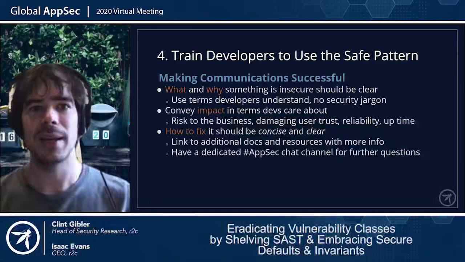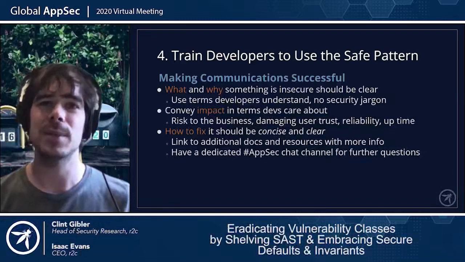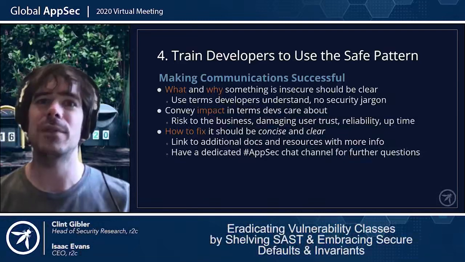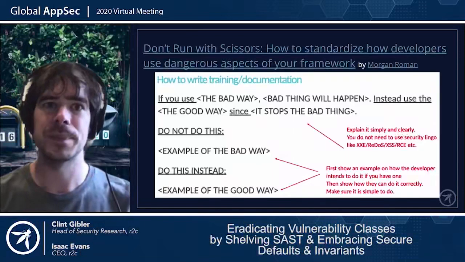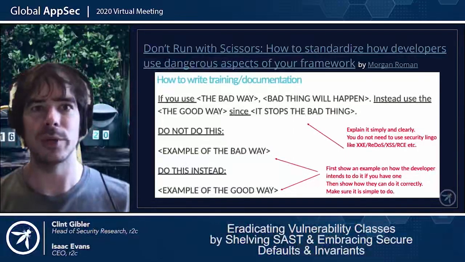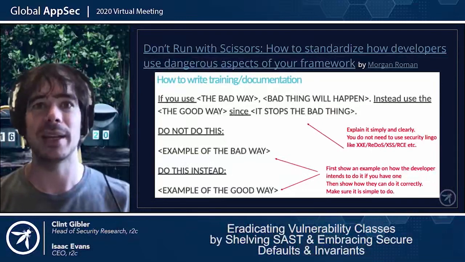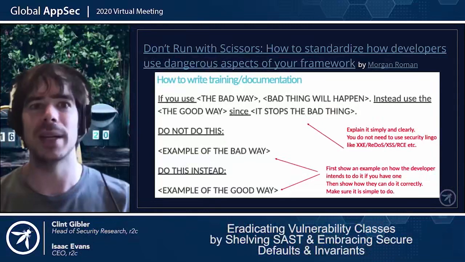What should they do? And you want to link to additional docs and resources with more info. And maybe if you have Teams or Slack, you can have a channel dedicated for developers asking questions. So a talk that I really like by Morgan Roman called Don't Run with Scissors, he also talks in detail about how to get adoption of secure defaults. So I highly recommend you to check out this talk.